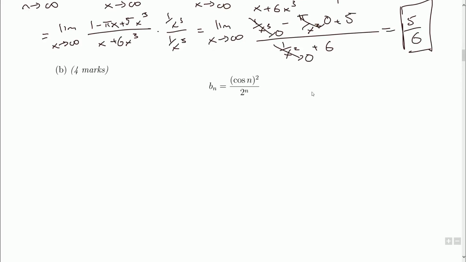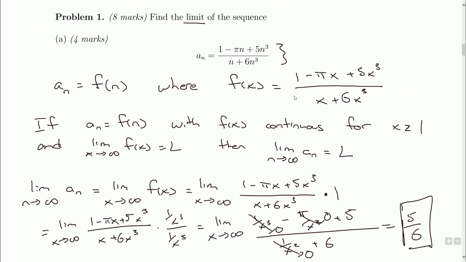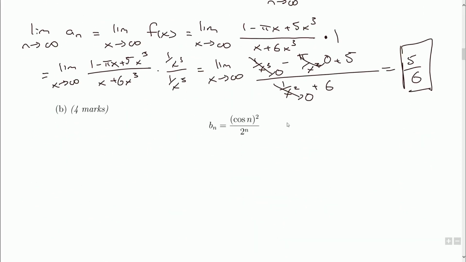Okay. How about B here? Still worth 4 marks. Still trying to find the limit of the sequence. Now, because of the language of the question, they didn't say something like find the limit of the sequence if it exists. I'm shooting straight for there is a limit here. The question is, what is it? And I see a cosine here.